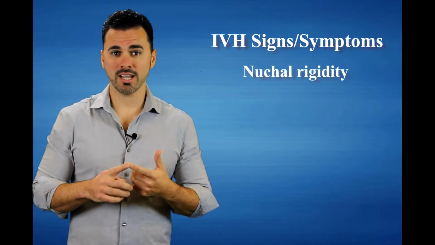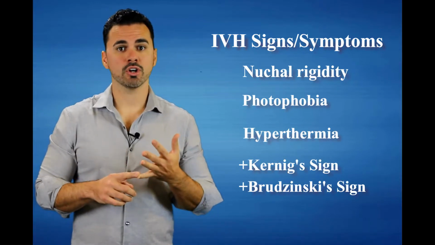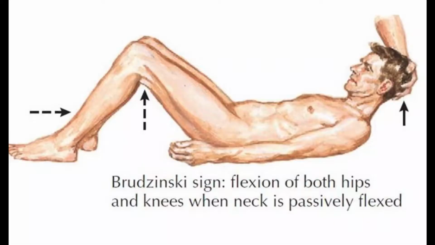Some of the signs and symptoms that you can see with the intraventricular hemorrhage are nuchal rigidity or neck stiffness, photophobia, hyperthermia, and a positive Koenig's and Brzezinski's sign. So it's important to understand for the CCRN exam the difference between the Koenig's and the Brzezinski's sign. Both of these tests are non-invasive, and they're going to help confirm some sort of meningeal irritation or an intraventricular bleed. Basically, a positive Koenig's sign or Brzezinski's sign is going to indicate meningeal irritation, intraventricular hemorrhage, or even meningitis.